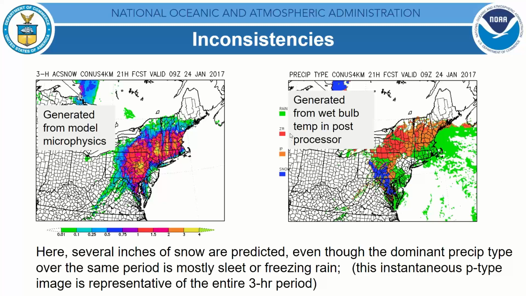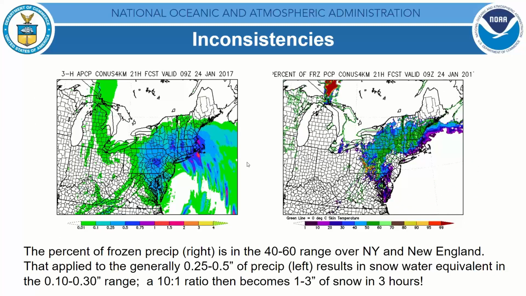In this case, this was back in January of 2017. Note several inches of snow are being predicted here on the left, even though the dominant precipitation type on the right is mostly sleet and freezing rain. We're focused here on central New York and Pennsylvania, although even in southern New England, it's raining across much of the area in the model, but look, it's actually accumulating snowfall. So not exactly the best match.